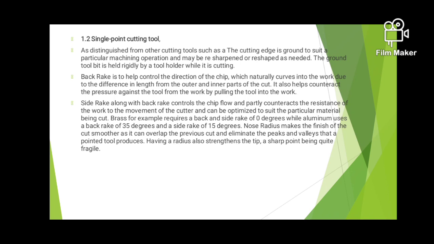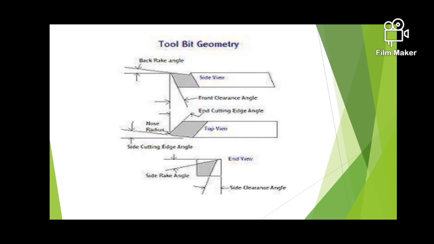Side rake, along with the back rake, controls the chip flow and partially counteracts the resistance of the work to the movement of the cutter, and can be optimized to suit the particular material. Having a reduced angle also strengthens the tip, a sharp point being quite fragile.